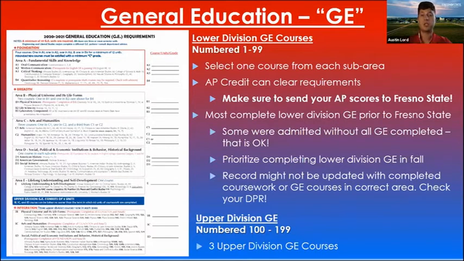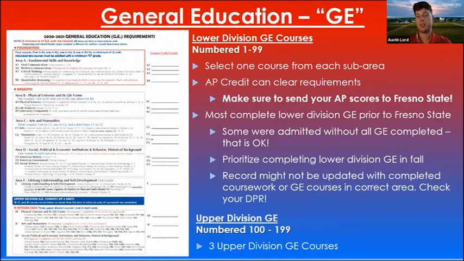So for the lower division areas, again, most of you have most of this done already, but it's select one course from each sub area. AP credit can clear these. You must complete most of them before coming here to Fresno State. We'll talk about it, but maybe not everybody has all of these, and that can get in the way of some of the upper division GE. So we do prioritize getting those lower division GE done ASAP.